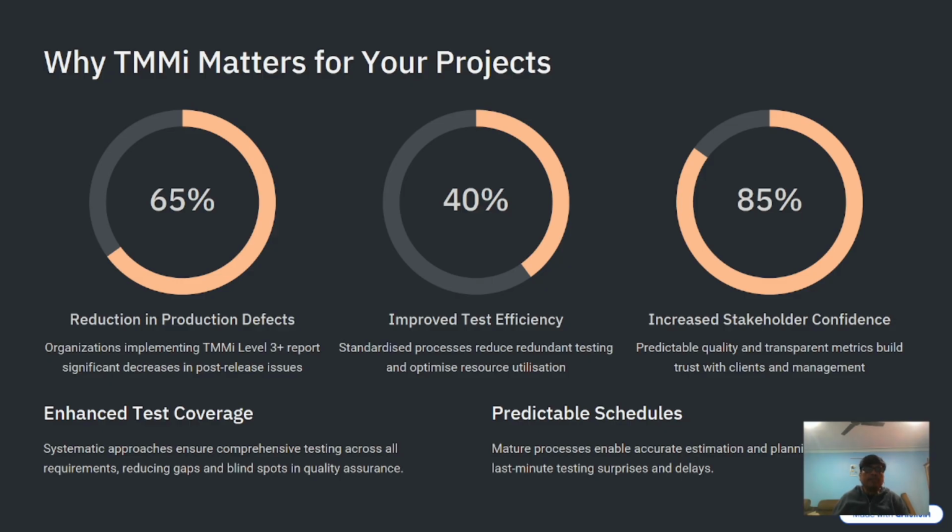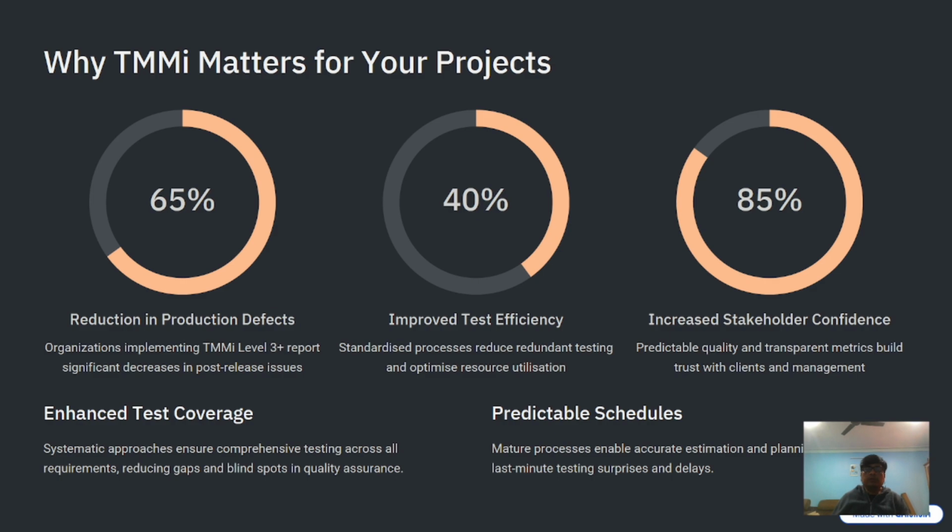So that's a huge achievement. Then the enhanced test coverage. A systematic approach ensures comprehensive testing across all requirements, reducing gaps and blind spots in quality assurance. Majorly test coverage. When we define the test requirement metrics, then test coverage is ensured, and 100% test coverage should be there. There should not be any kind of blind spot there. There should not be any kind of gap.